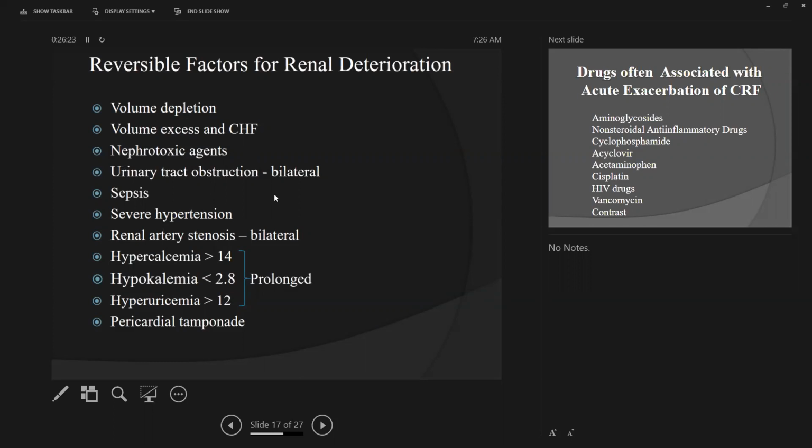Always look for nephrotoxins. And then there is severe hypertension. Generally even a patient with 180 over 110 is probably not going to have worse renal function. We're talking about patients with 240 over 140 in that range.